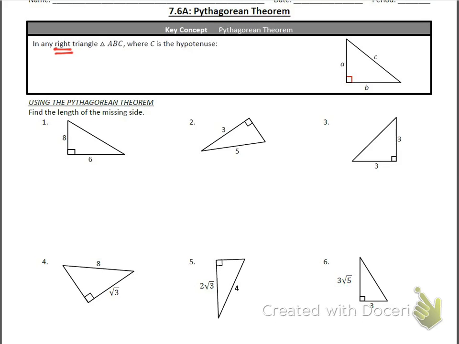Jonah, the reason why we do it here is because it specifically has to do with distance. So 7.6b is midpoint and distance formula, and the distance formula comes directly from the Pythagorean theorem.